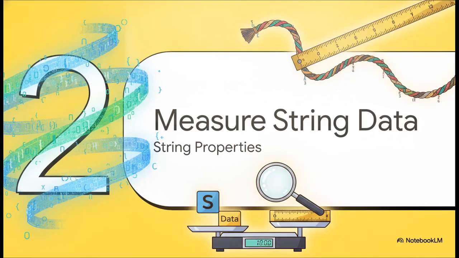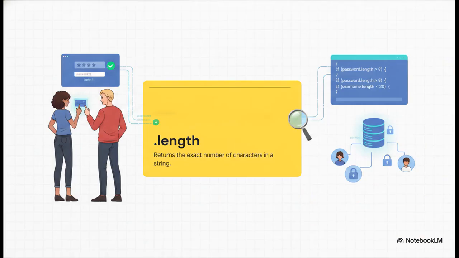Moving right along to Section 2, measure your string data using properties. Once your string is safely initialized without triggering any syntax errors, you really need to remember that in JavaScript, strings aren't just dumb blocks of text. They actually act like objects with built-in properties you can measure. The most common property you're going to use on a daily basis in our code is .length. You literally just append .length to your string variable, and remember, this isn't just some random trivia number, it's exactly how you validate user input.